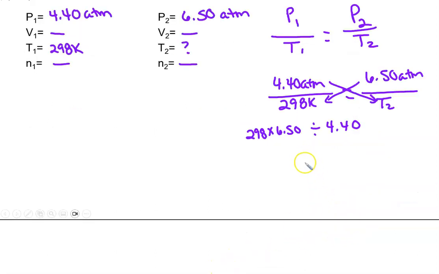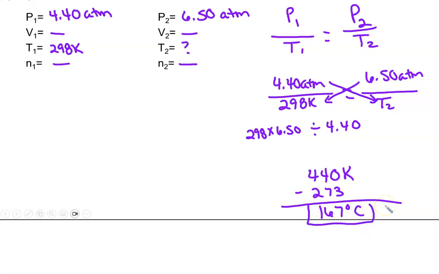Once I do the math here, I'm going to get an answer of 440 Kelvin. It's coming out in Kelvin because this is Kelvin. The question asked for it to be in Celsius, so now I need to subtract that 273 to get a temperature of 167. Okay, so a little catch to that. Please watch that. If you put 25 here, you're not going to get 167. It will not work in Celsius. All right, that is Gay-Lussac.